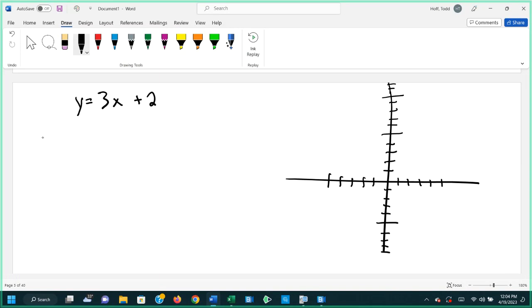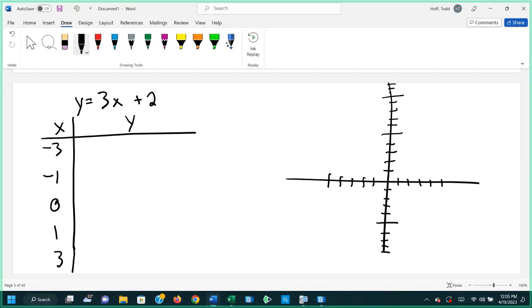So then what we're going to do is make a table, and we're going to pick values of x, and calculate what y has to be for each of those values of x. So let's try -3, -1, 0, 1, and 3 for our values of x. If x is -3, y would be 3 times -3 plus 2. Well, 3 times -3 is -9, plus 2 is -7. That gives us the ordered pair that when x is -3, y is -7.